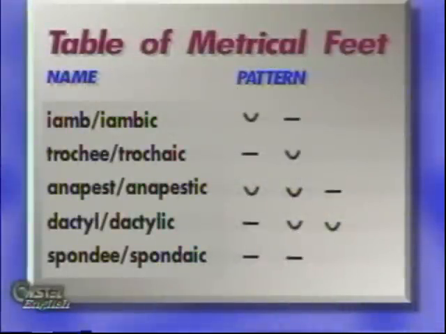The iambic foot has one unaccented and one accented syllable. The trochee has one accented syllable before the unaccented one. The anapest has two unaccented syllables followed by one accented. A dactyl has one accented syllable followed by two unaccented ones. And a spondee has two accented syllables.